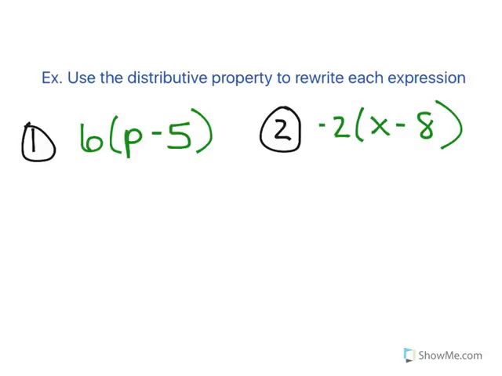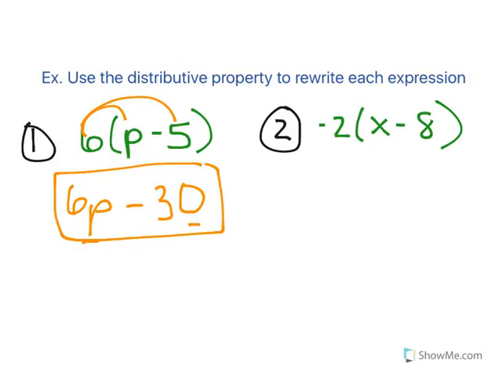Next example says use the distributive property to rewrite each expression. Same thing, except there are subtraction signs instead of addition like the last time. So again, we're going to use the distributive property. We're going to say 6 times p, but instead of adding, we're going to say minus 6 times 5, which is 30. Again, this has a p, this does not, so we have to leave it alone as 6p minus 30.